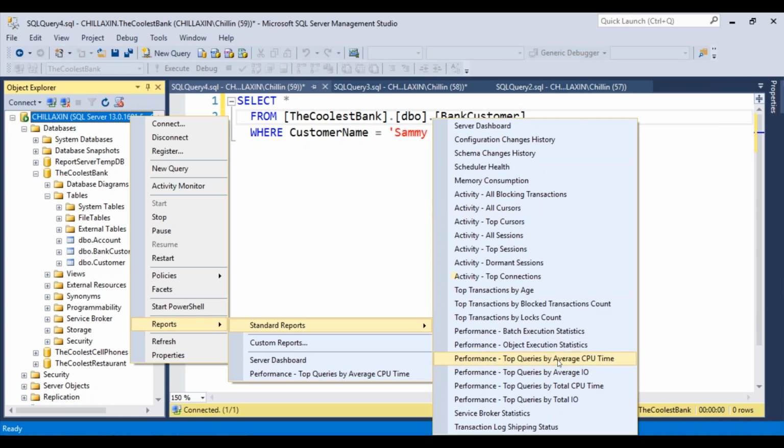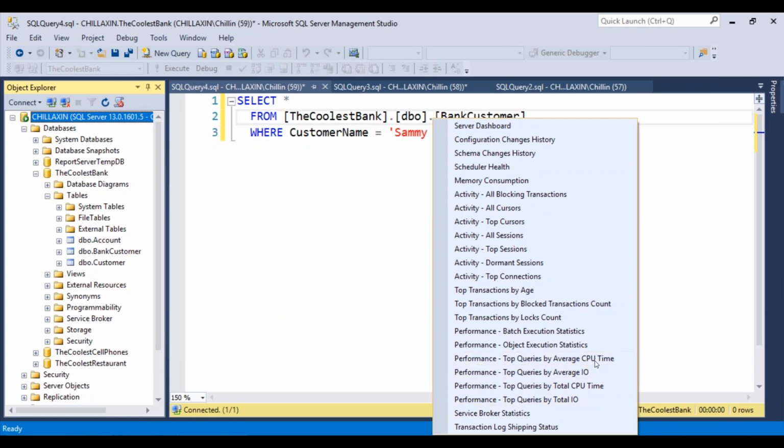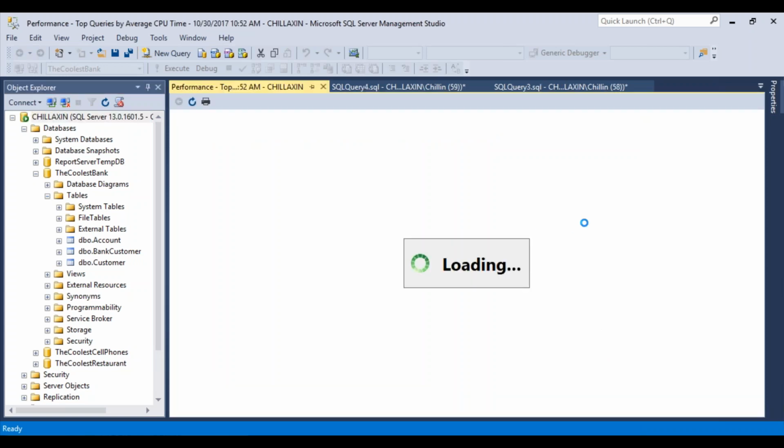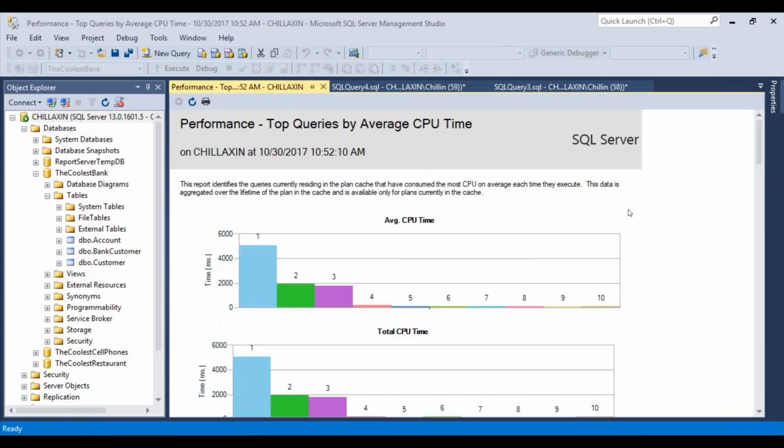So if I'm looking at top queries by average CPU time, or top queries by average IO time, or top queries by total IO, whatever it is, let's go ahead and pick on this one for now. I can click on it, and it then runs and gives me a list of those statements. So here I do have a general idea of what my top 10 statements are that are affecting my performance.